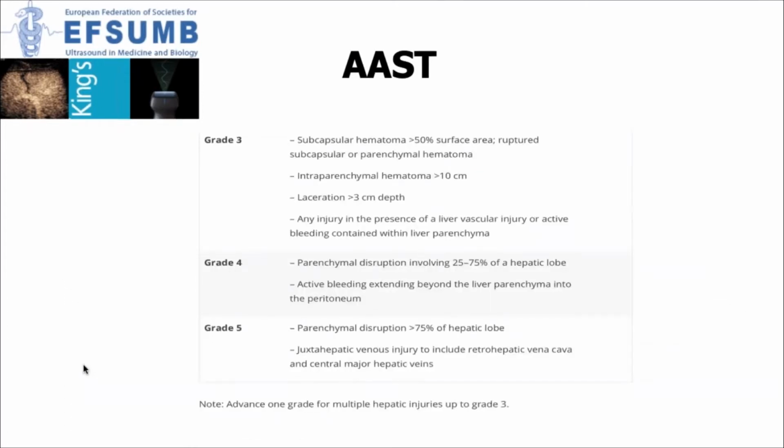That has changed now since the 2018 revision, where you can see grade 3 now involves the presence of contained bleeding within the parenchyma, and this is just as an example for the liver, or grade 4 becomes bleeding external to the parenchyma. And actually, again, you're no longer talking about depth in the same way for a laceration.